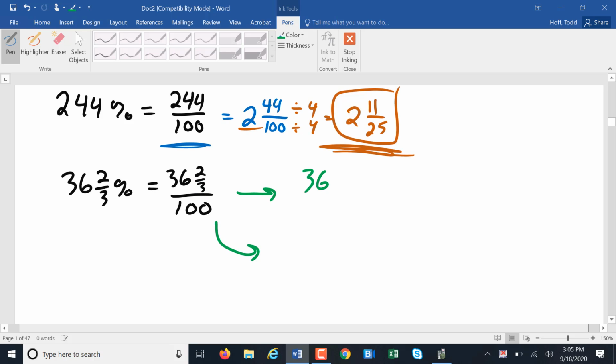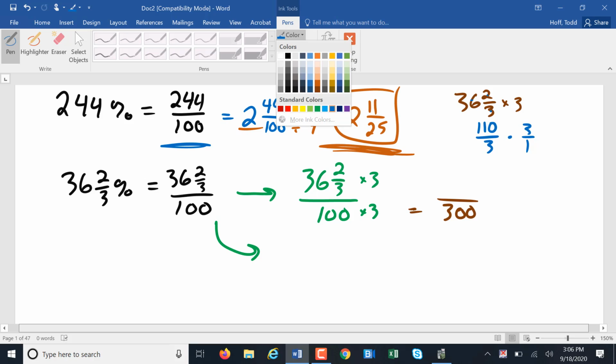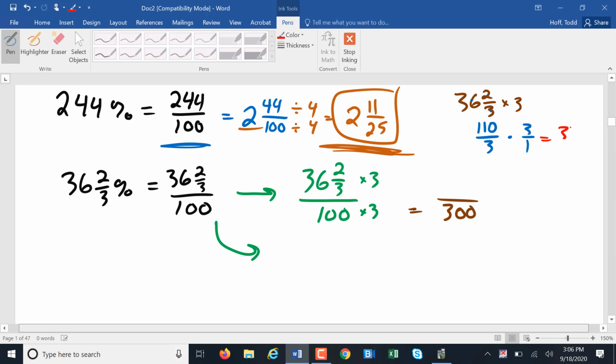So I can multiply both the top and bottom of that ratio by 3. Well, 100 multiplied by 3 is 300. That part's pretty simple. 36 2/3 times 3 is a little trickier. We have to make the 36 2/3 into an improper fraction. 36 times 3 is 108 plus 2, 110. That's 110 thirds times 3 over 1. 330 over 3. And of course, you can divide out the 3's to get 110 over 1 or just 110.